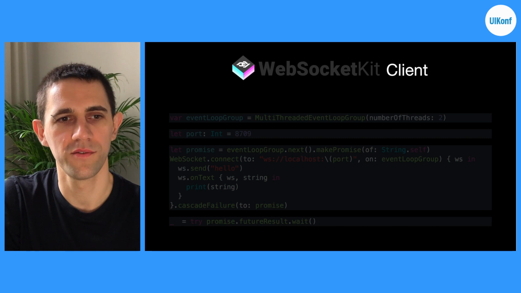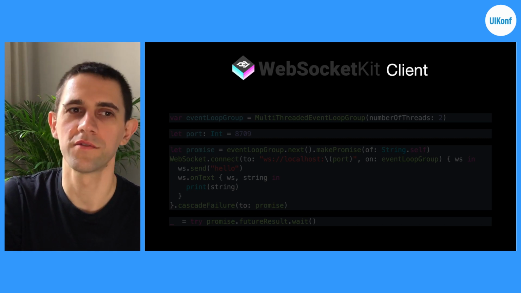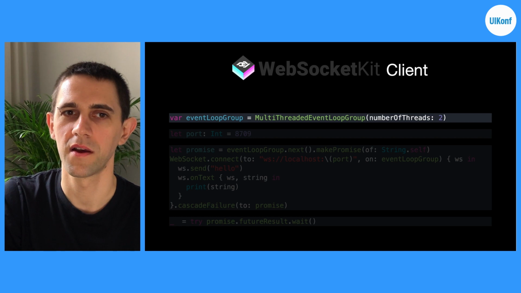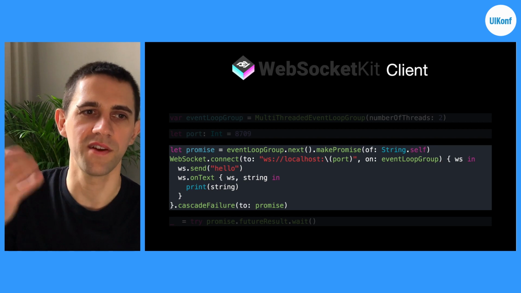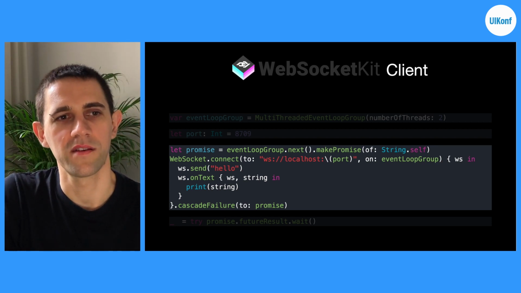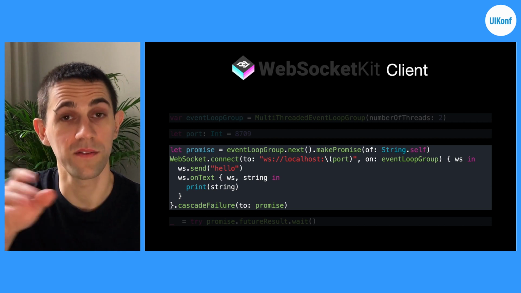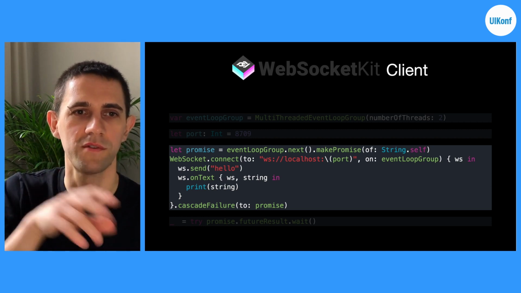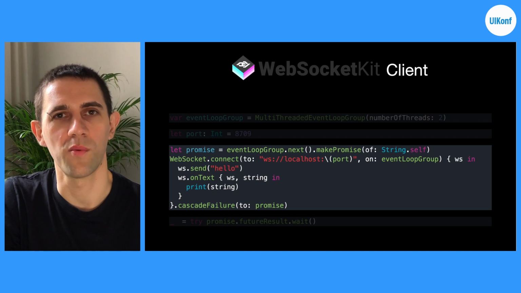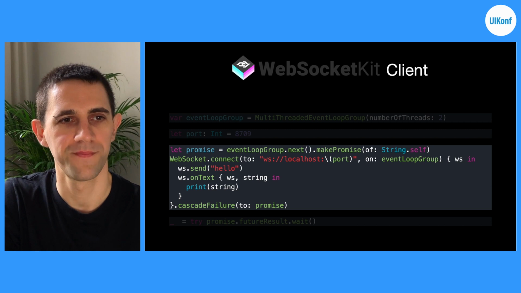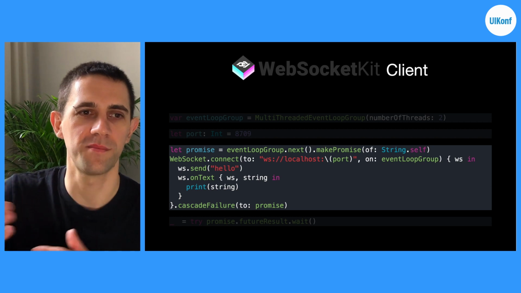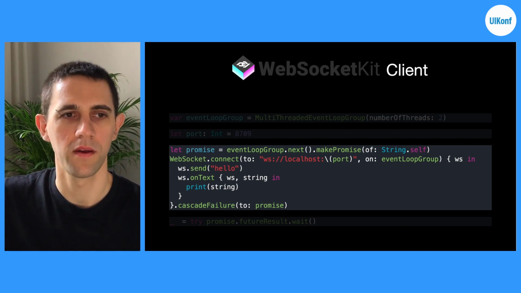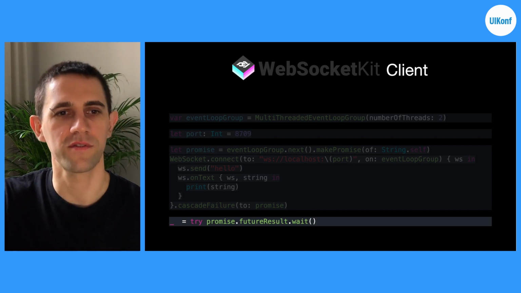And let's see how we can use it in the code. First we need to create an event loop group, then specify the port, make the promise where we can receive these events, and then connect to the actual WebSocket, providing the URL. Inside the closure, we can describe what kind of events we want to trigger and how to react to those. So once we connect, we send hello. And when we receive something, we're just printing to the console. And then in the end, we're just keeping the connection alive.